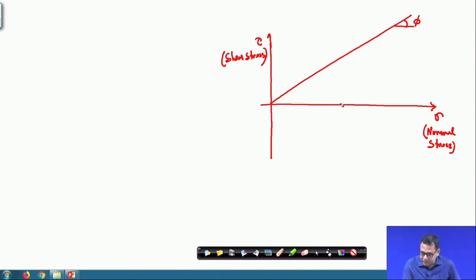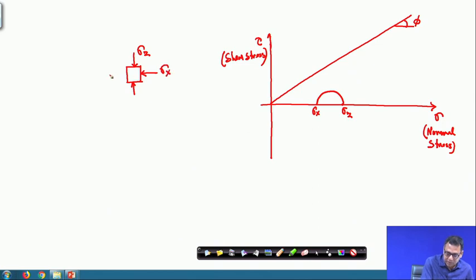As I have discussed, for the at rest condition, if this is the Mohr circle, this is sigma z and this is sigma x. If we take an element, sigma z is the vertical normal stress, and sigma x is the lateral stress. As I mentioned, this is the at rest condition.